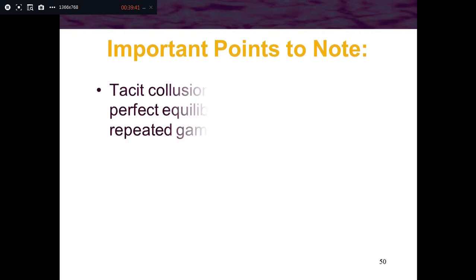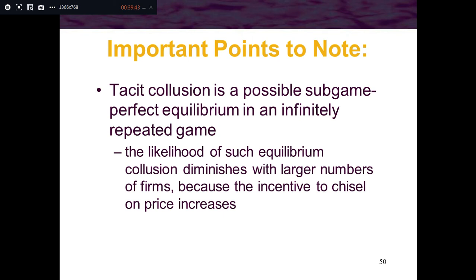The other thing we saw is tacit collusion. Tacit collusion is a possible subgame perfect equilibrium in infinitely repeated games. The likelihood of such an equilibrium diminishes with larger numbers of firms because the incentive to chisel on price increases.